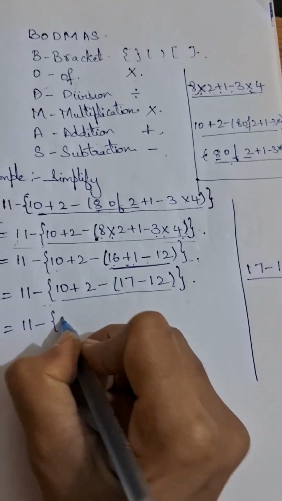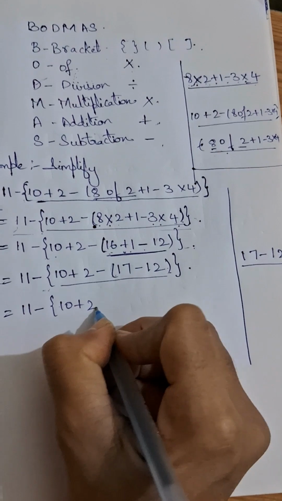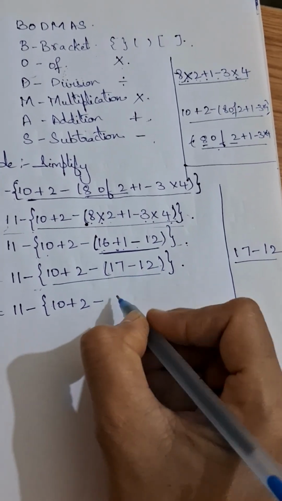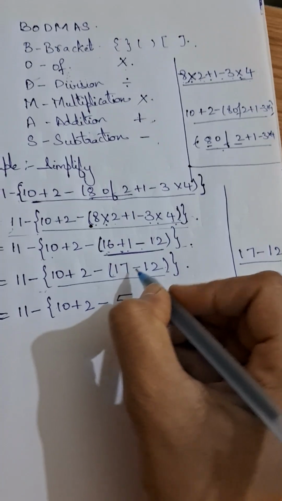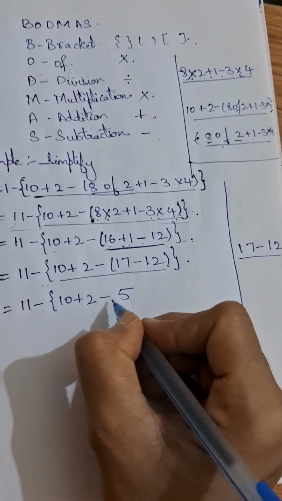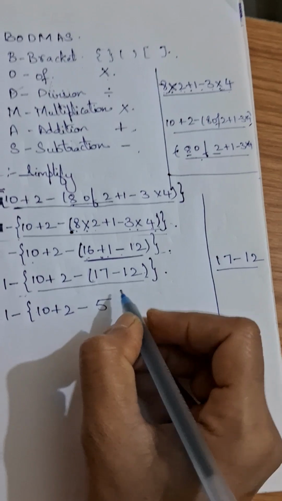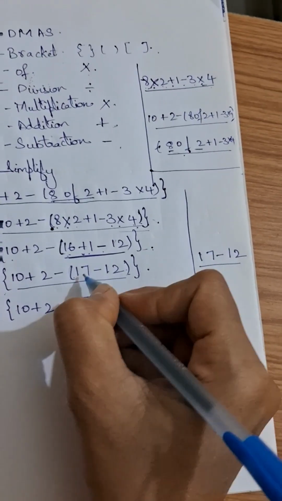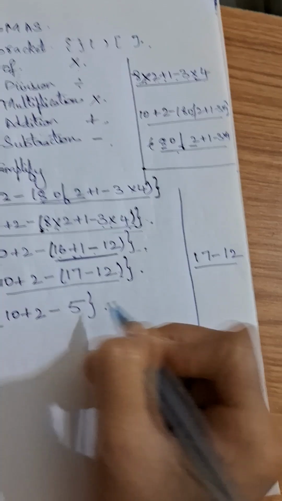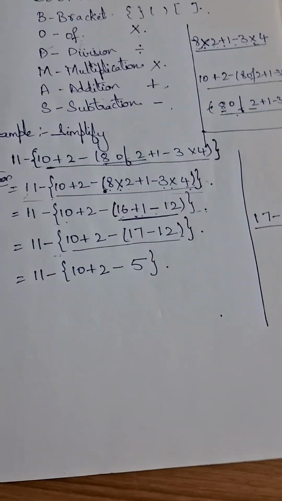11 minus flower bracket 10 plus 2 minus, inside the parenthesis 17 minus 12 will become our 5. So if you solve inside the parenthesis term, you will get only one number. So no need to write again parenthesis. Till here, with this we will be completing our parenthesis. So now close the flower bracket.